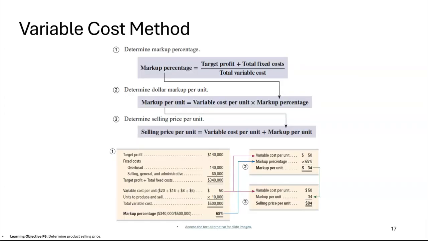Now, the variable cost method, we do a little differently. First, we have to come up with our markup percentage, which is going to be our targeted profit plus our total fixed cost divided by our total variable cost. That's going to give us our percentage markup. Then the markup per unit is going to be the variable cost per unit times the markup percentage. And then the selling price is going to be the variable cost per unit plus the markup. So let's work through that problem.